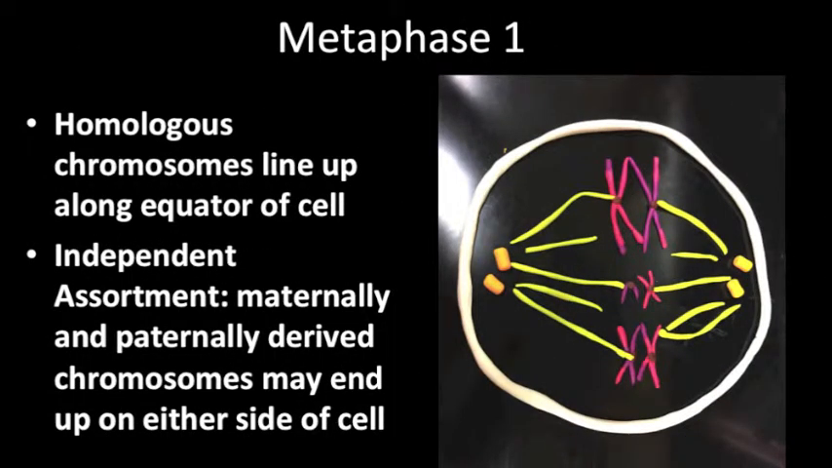After prophase I is metaphase I. During metaphase I, homologous chromosomes line up along the equator of the cell. The chromosomes align randomly so that paternal and maternally derived chromosomes may end up on either side of the cell. This process is called independent assortment and helps ensure genetic diversity.